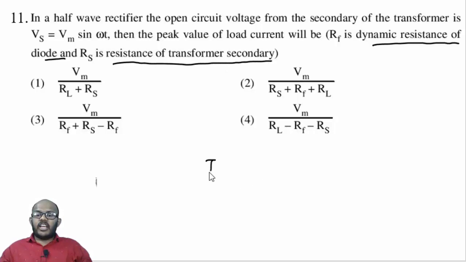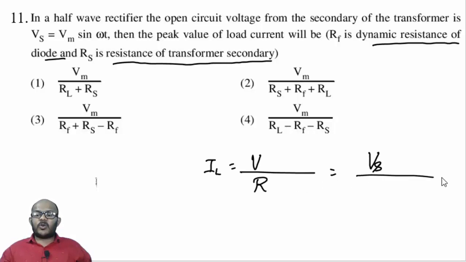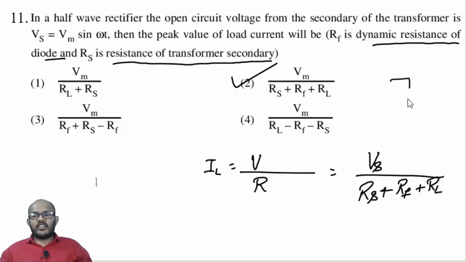Now if I want to calculate the load current, it is voltage divided by total resistance. So voltage is source voltage, that is Vs, divided by the total resistance, which is Rs, nothing but resistance of transformer secondary, plus Rf, nothing but dynamic resistance of the diode, plus the load resistance, which is option 2 is correct, where Vm is the peak voltage. So the corresponding option that is going to follow is option 2 is correct.